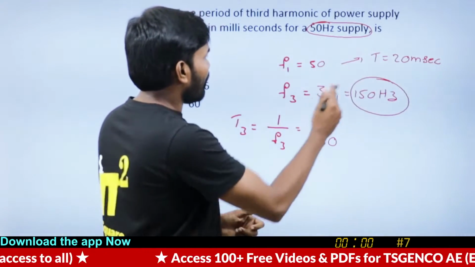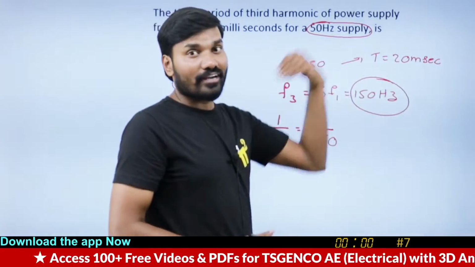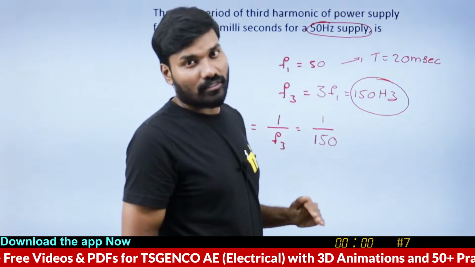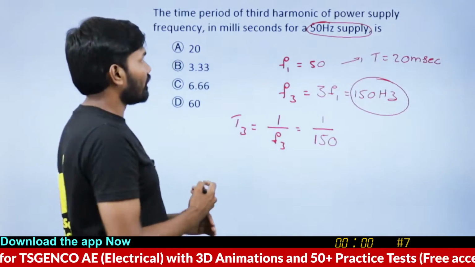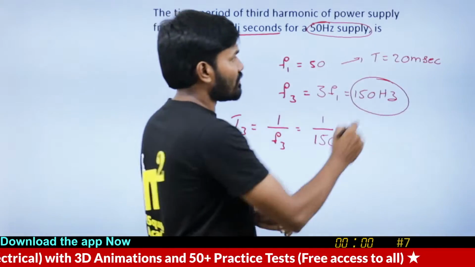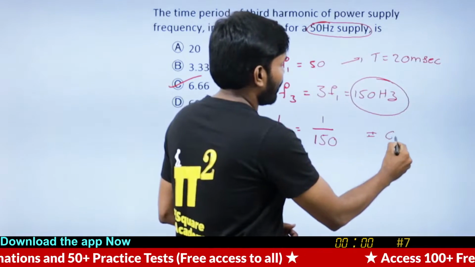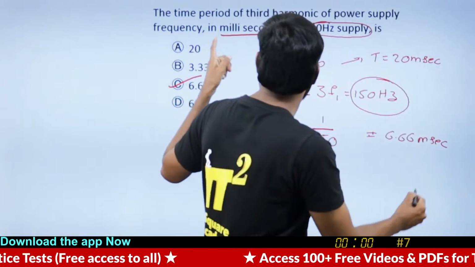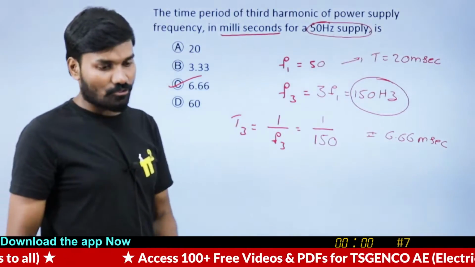So now third harmonic means the frequency is 3 times higher, but for the time period, it is the reciprocal, right? 3 times lower. So 20 milli by 3. It is asked for milliseconds. So simply 6.66 milliseconds. So T3 is going to be 6.66 milliseconds. Units, it is asked for milliseconds, so that's why I'm directly marking 6.66.